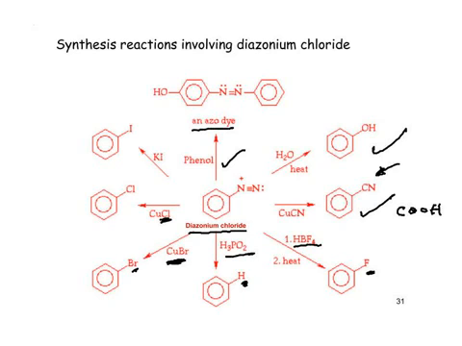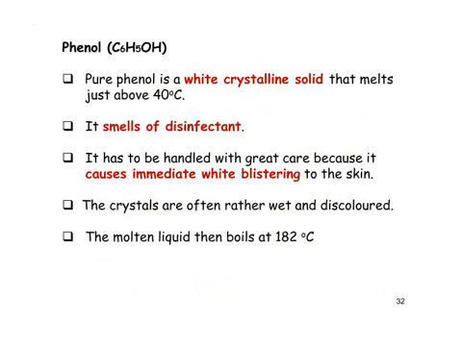Copper chloride to get a chlorine on, chlorobenzene. Simply put aqueous potassium iodide at room temperature, and it will produce iodobenzene, and so on. So you can see it is very valuable in terms of organic synthesis. A little bit on phenol then.